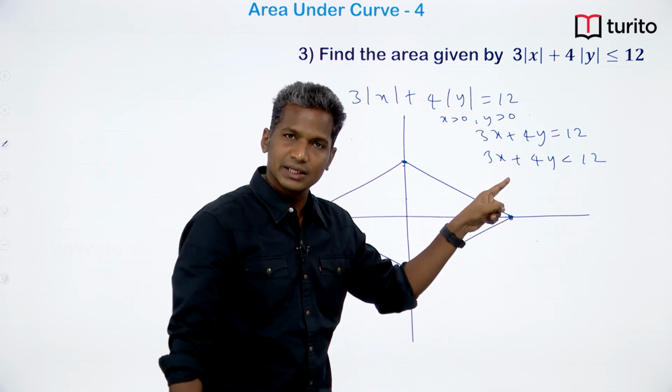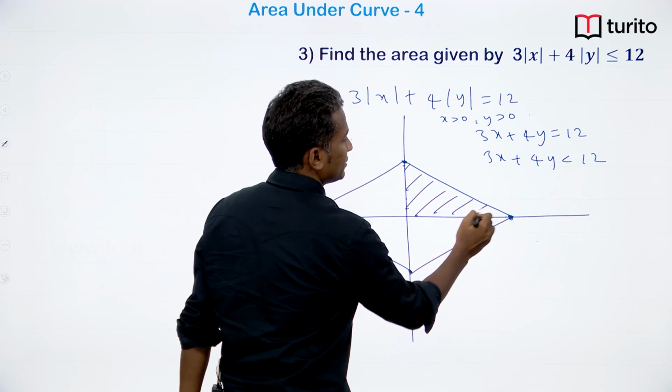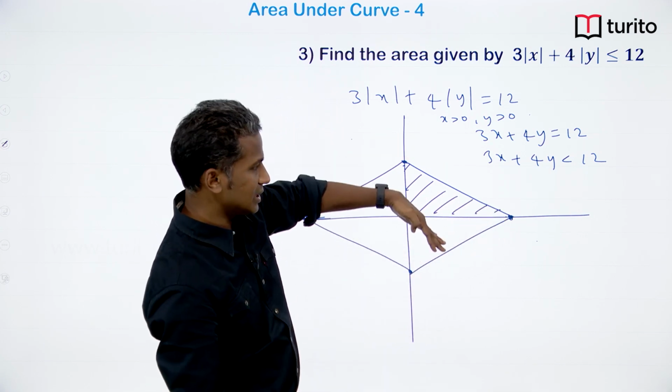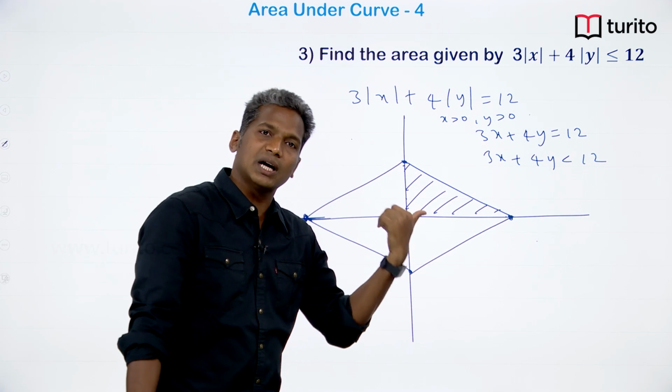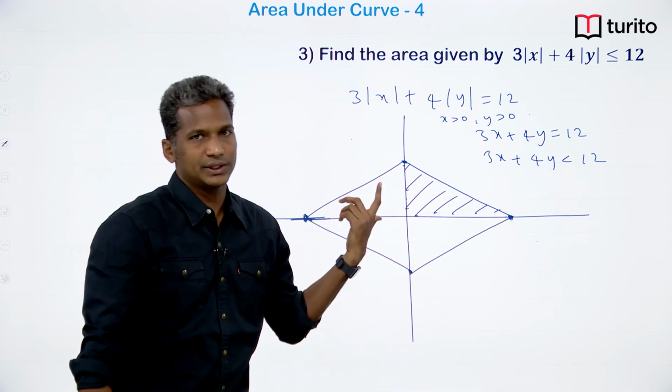So here y is less than f of x. So we are talking about below this line. Okay. So that means below this line. So same if I apply for the other cases also. So we are talking about the interior of this rhombus.